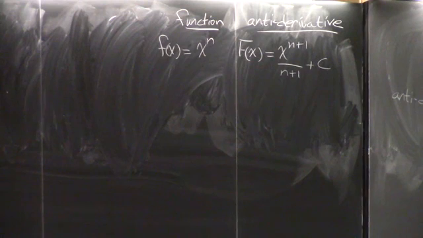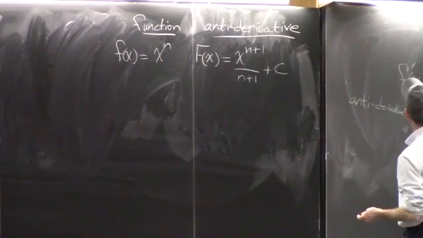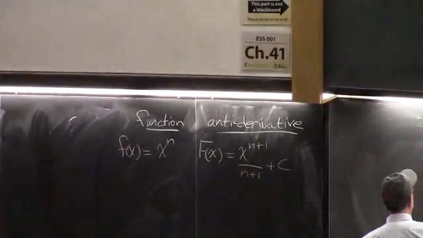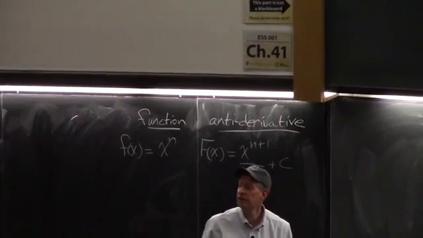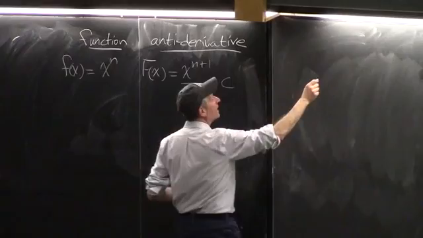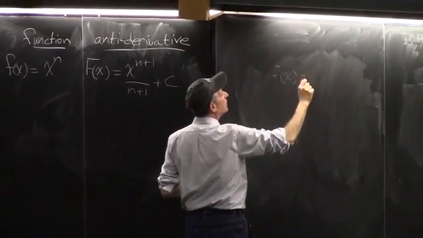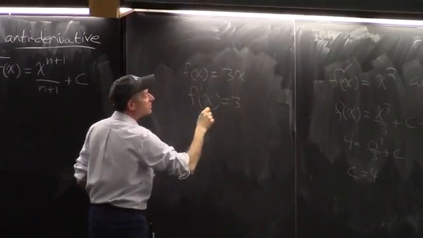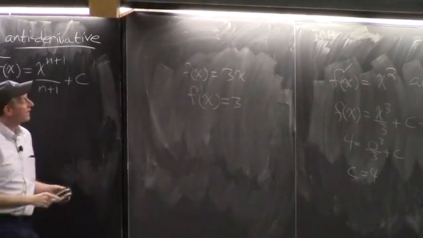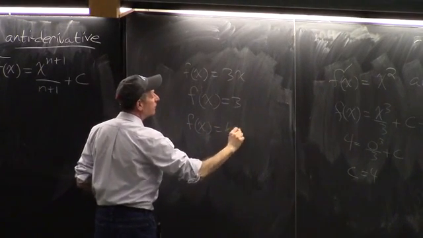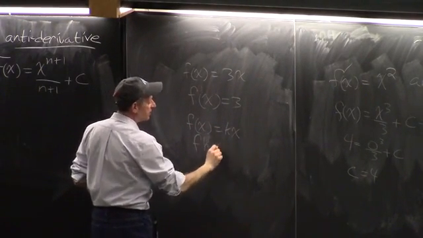Alright? So that was an easy thing. So let's do some more antiderivative stuff. Let's see. What's the derivative of 3x? If you had f of x equals 3x, then the derivative is 3. In fact, if f of x is a constant times x, then the derivative is just a constant.